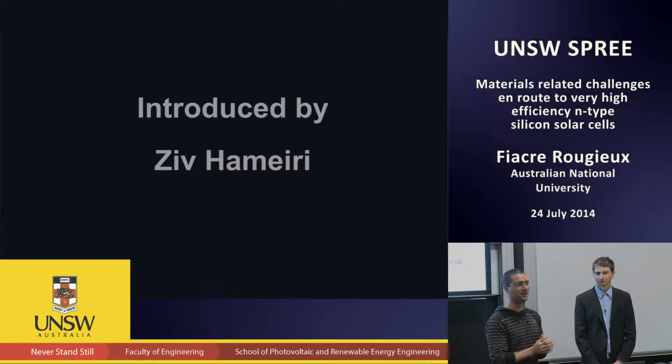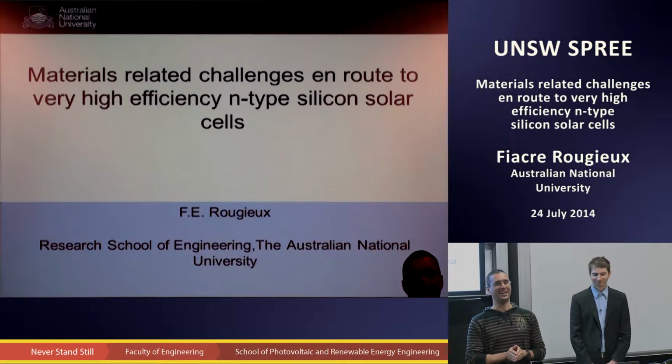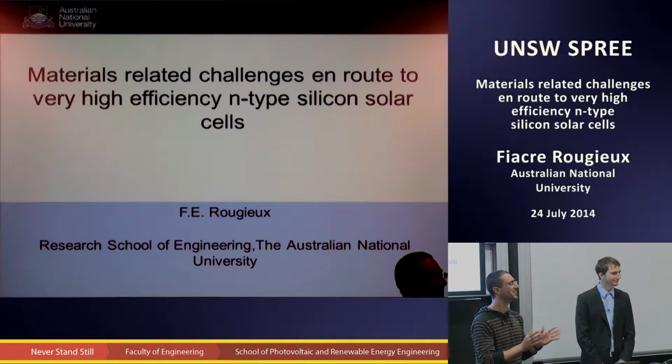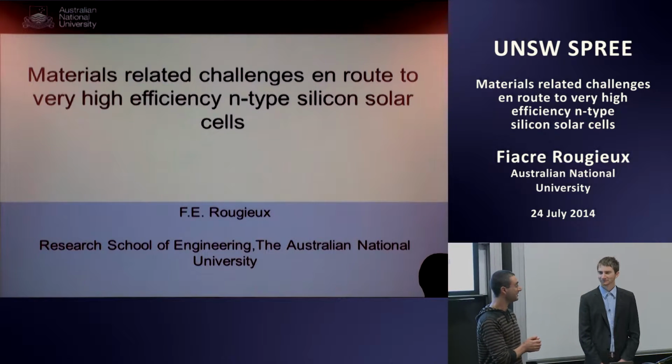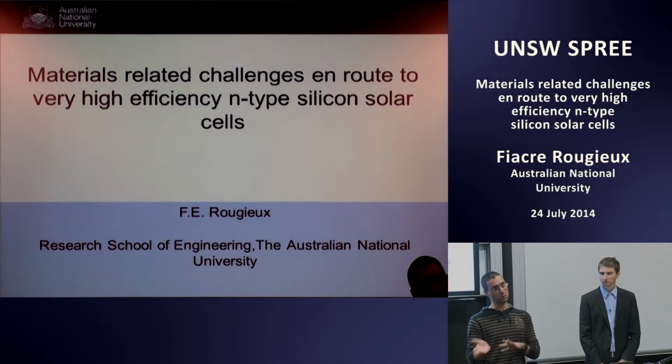We have Fiacre Rougieux from ANU. I practice about my French. He's a great scientist and good friend from ANU. He did his PhD on compensated silicon. He has a very nice and interesting finding about how compensation level influences the recombination and the mobility in this material. But today we'll focus on high efficiency N-type and how defects influence this one. So please welcome Fiacre.